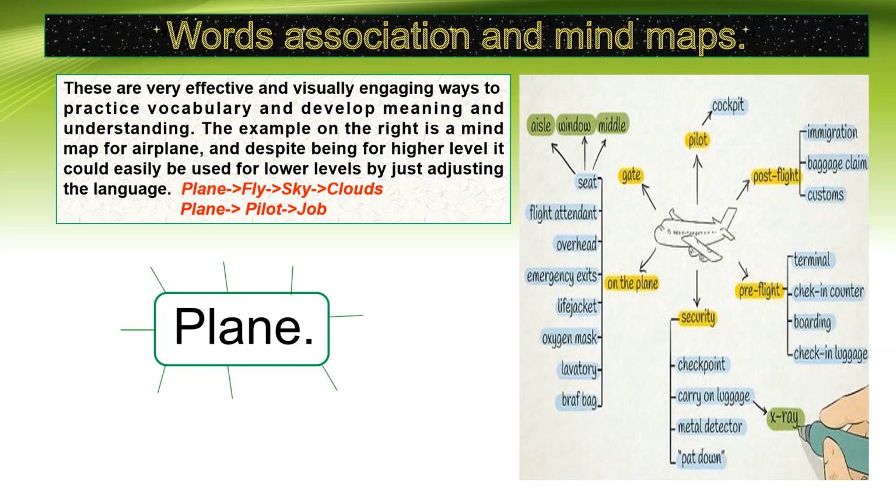Word association and mind maps. These are some of my favourite ways to introduce vocabulary to students. They're also very effective and visually engaging ways to practice vocabulary and develop meaning and understanding. The example on the right is a mind map for airplane, and despite being for a higher level, it could easily be used for lower levels by just adjusting the language. Plane, fly, sky, clouds. Plane, pilot, job, and so on.